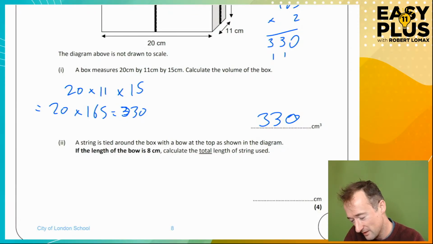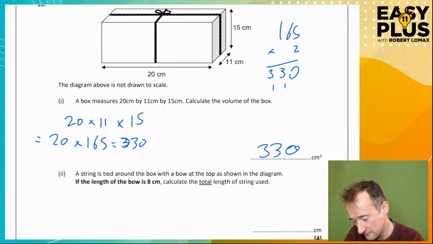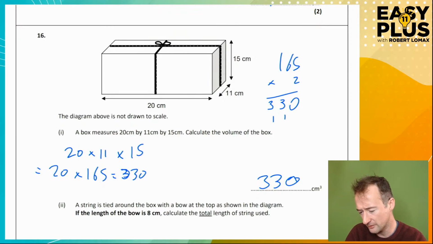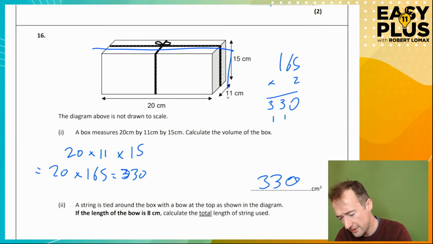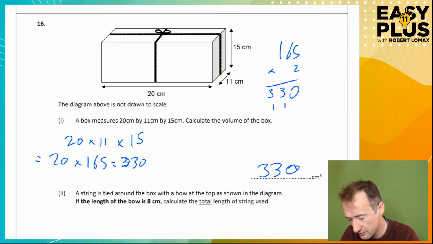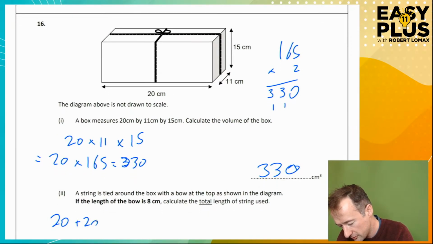Okay. Total length of string. So, well, let's have a look at it. Let's look at this belt that goes around it that way, first of all. So we've got 20 along the bottom, 15 up, and half of 20 and half of 20. Add them together, make 20. So look, you've got 20 at the bottom, 20 at the top, 15 on each end. That's pretty straightforward, isn't it? 20 plus 20 plus 15 plus 15.